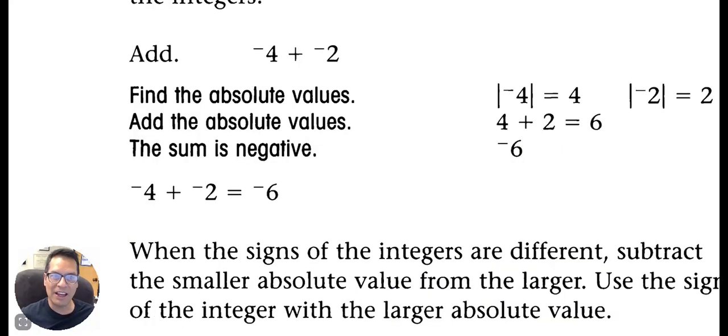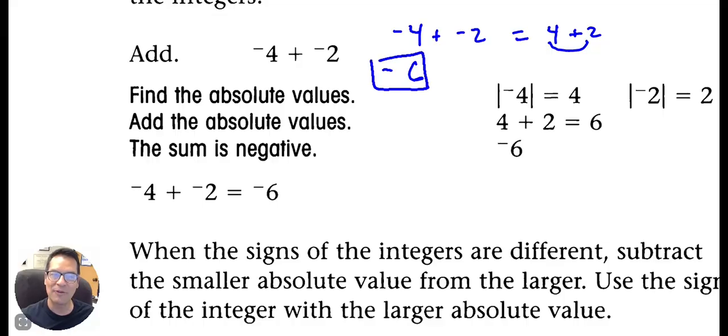Okay, so let's take negative 4 plus negative 2. I already know that this is going to be a negative because both of them have a negative sign in front of them. Then I'm going to take their absolute values. So the absolute value of negative 4 is 4. Absolute value of negative 2 is 2. So I'm going to add their absolute values, and I'm going to put the sign of what is in front of both of them. So here we go. Negative 4 plus negative 2 is equal to negative 6.